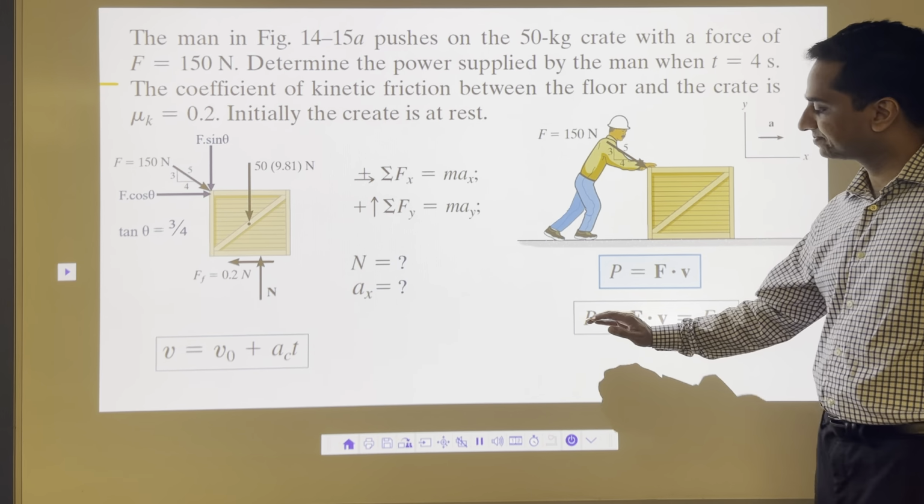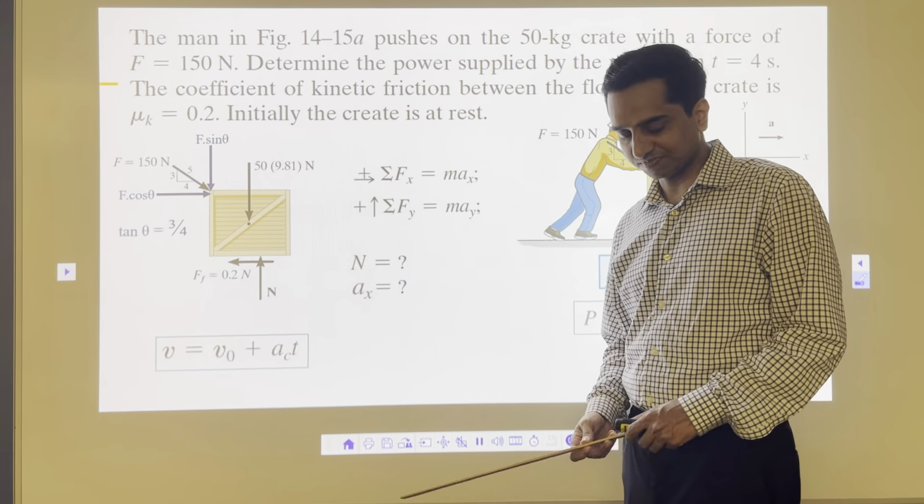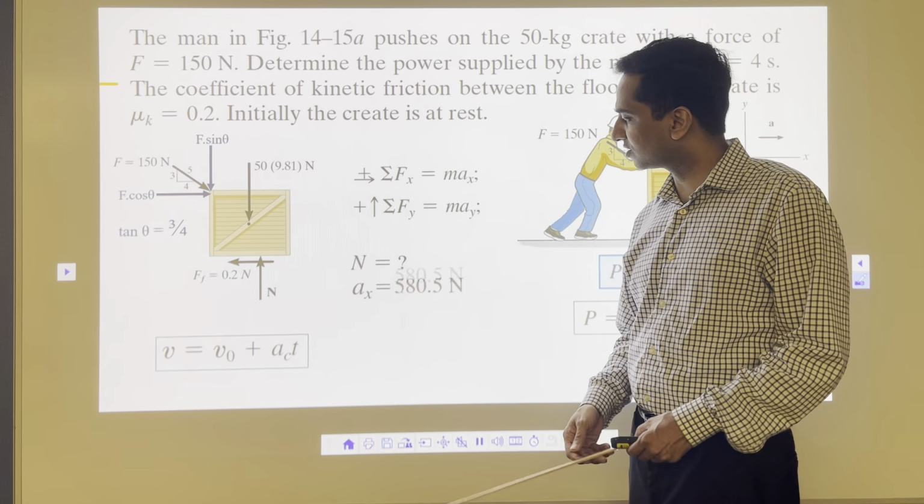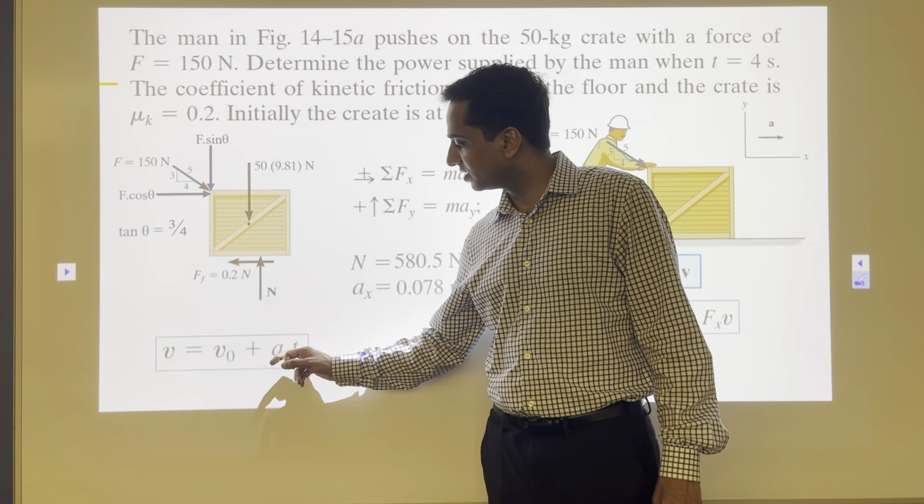If you have time at home, take the calculator to solve this simultaneous equation and calculate normal and acceleration. I'm going to do this calculation here. Normal, if you calculate, will come 580.5 Newton, and then acceleration will come 0.078 meter per second square. Once we have this acceleration, I'm going to take this value 0.078 and put it here. Once I put it here, I have time into 4.